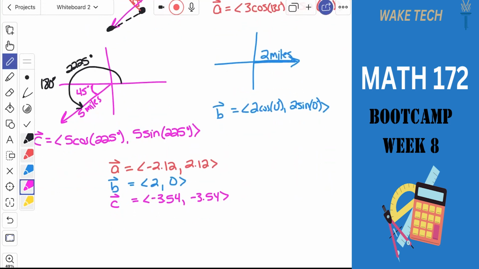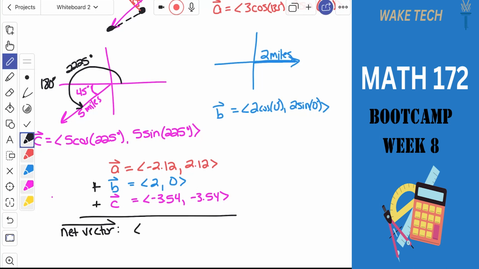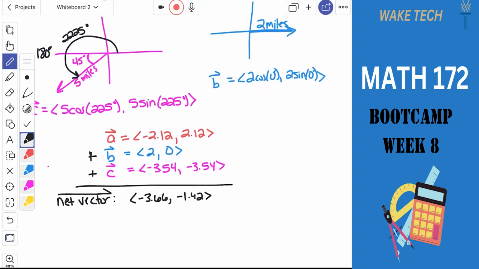So if we add all of these together, A plus B plus C, what we're going to get is a net vector. So negative 2.12 plus 2 plus negative 3.54. The horizontal component for Rebecca's displacement from her house is negative 3.66. Adding the y's, 2.12 plus 0 plus negative 3.54, we get negative 1.42.